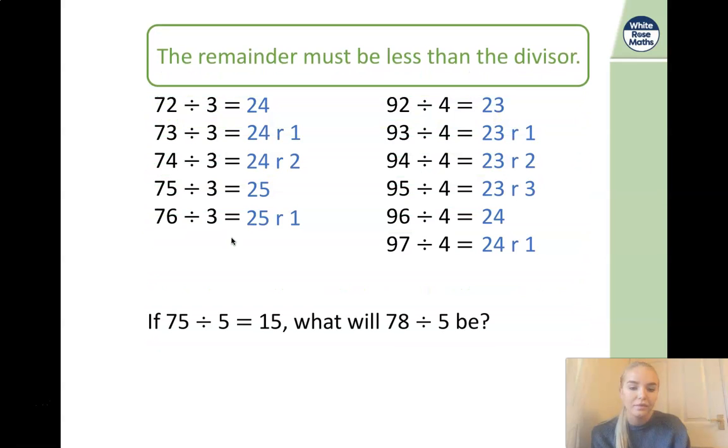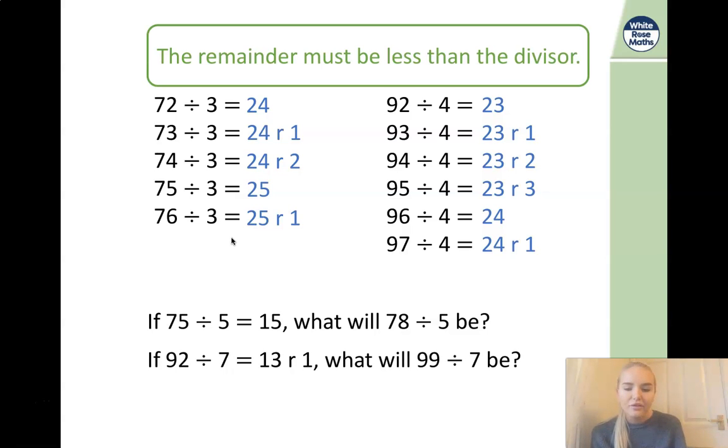Okay. We could use questions and answers to sums that we already know to help us to answer those that we might not already know. So if 75 divided by 5 was 15, what will 78 divided by 5 be? Also, if 92 divided by 7 is 13 remainder 1, what would 99 divided by 7 be? Pause the video here and have a think if you can see the relationship between these numbers like we've looked at and experimented with here.